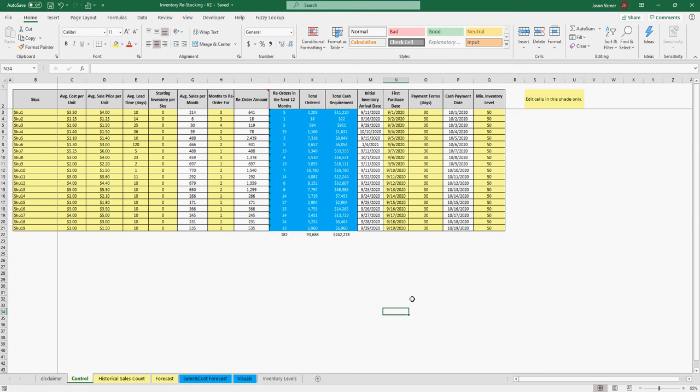Welcome back to smarthelping.com. It's been a couple weeks, and what I have today is an update on probably the most popular template I've had over the past 2 years, which is the inventory restocking and cash flow planning template.